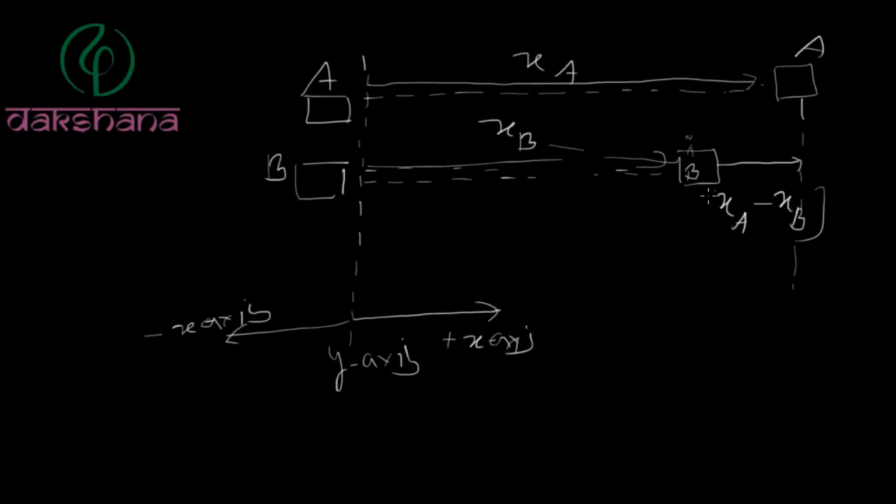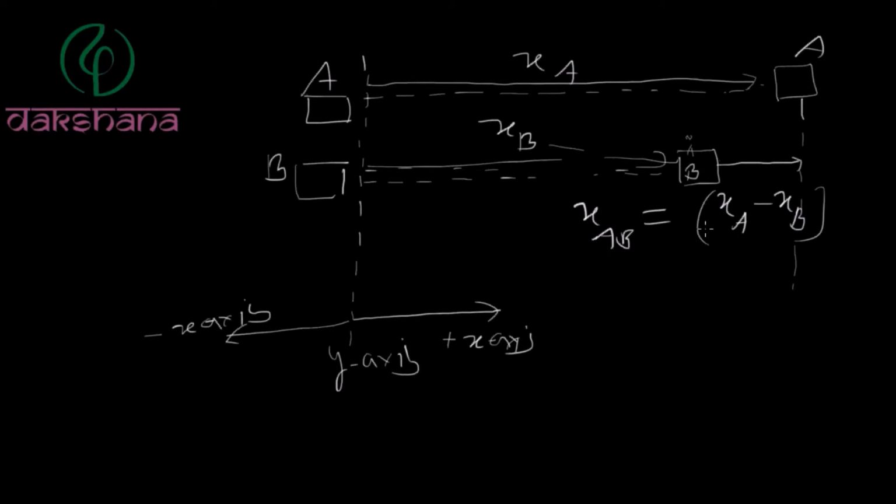Since this arrow is pointing in positive X direction, this XA minus XB comes out to be positive, and we can write it as XAB equals XA minus XB. Here A is the object under study and B is the observer or reference frame. So the position of A with respect to B comes out to be XA minus XB.